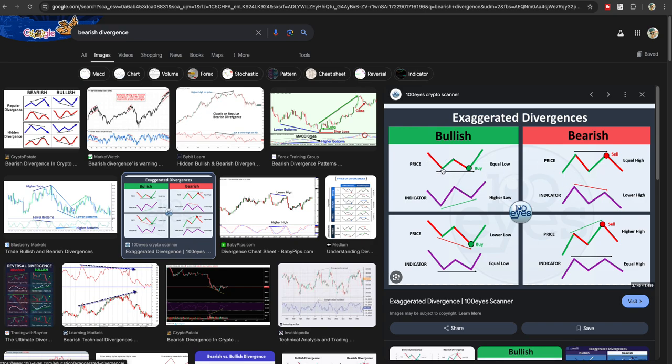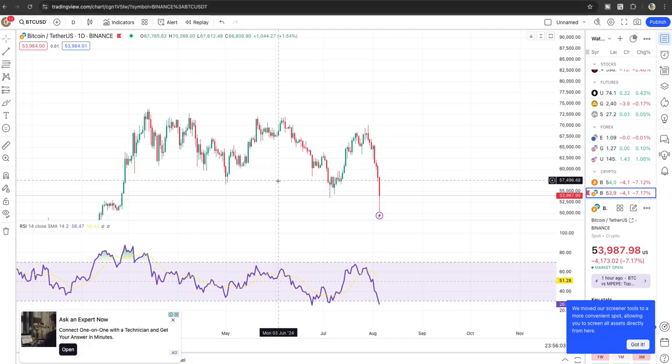In the bullish movement, you can see lower lows in the chart and higher lows in the indicator. That means bullish: if your chart is going down, the movement is reversing. And in the bearish movement, you can see higher highs in the chart and lower highs in the indicator. It means it's bearish, it's going to go down. So let me show you how that works.